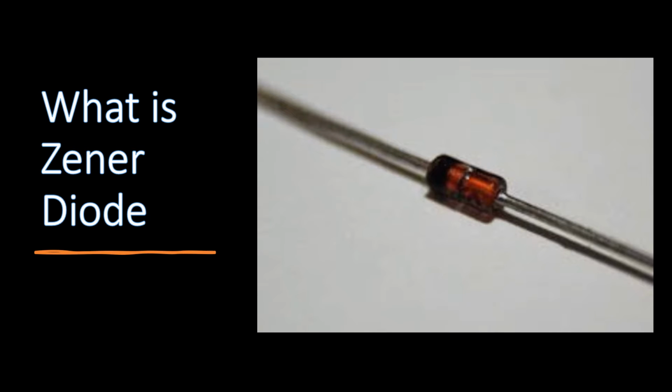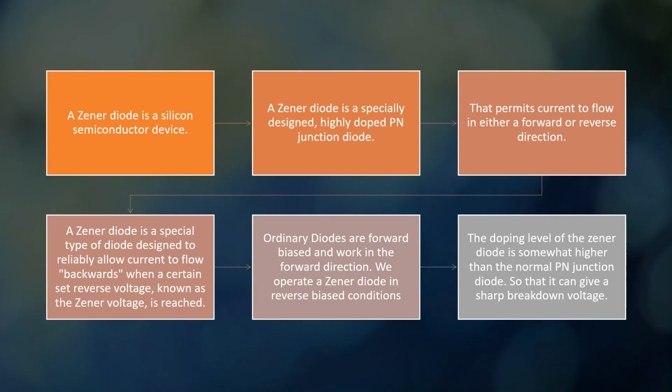So what is a Zener diode? A Zener diode is a semiconductor device. These diodes are specially designed, highly doped PN junction diodes. And these Zener diodes permit the current to flow in either direction, either forward or reverse. A Zener diode is a special type of diode designed to reliably allow current to flow backwards when a certain set reverse voltage, known as the Zener voltage, is reached.